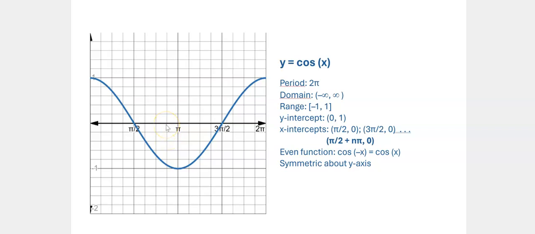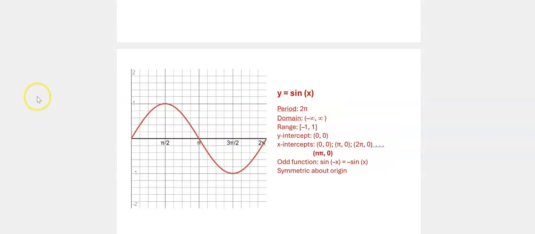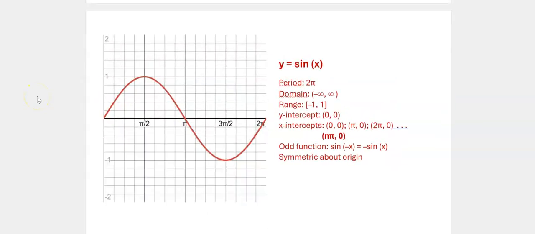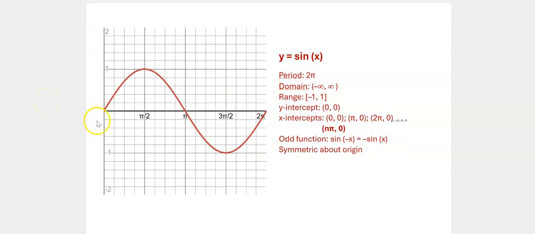It's symmetric about the y-axis, but it's even because the cosine of negative x is equivalent to the cosine of x. Let's go back to the graph of y equals sine x. You're going to need to memorize how to graph this by hand. And the way you're going to do it is you're going to look for 5 key points.